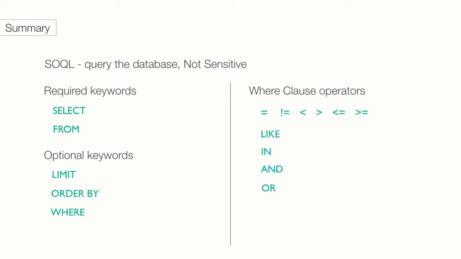Like is used to filter for text strings and can be used with the percentage and underscore wildcards. In is used to filter by a comma-separated list of values. And is used to combine multiple filters. Both sides of and must be true. Or is also used to combine multiple filters, where only one side of the or needs to be true.